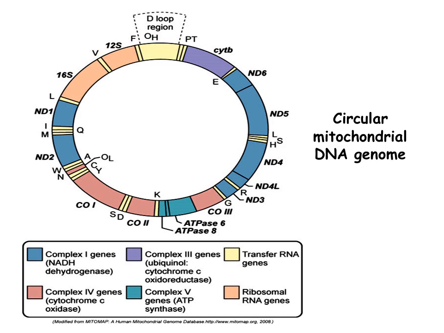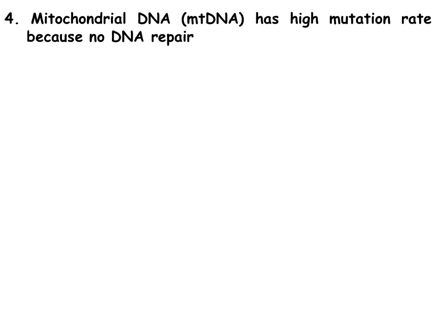So this is just a picture of the circular mitochondrial DNA genome. Unlike our chromosomes in the nucleus, it's circular as opposed to linear DNA. And all these numbers and everything are just telling you some of the genes that are present in this DNA. Don't worry about knowing that.